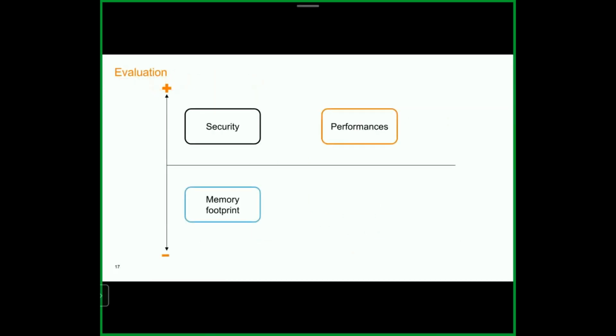And so we did these two steps, and the details are in the paper. Now we want to evaluate the systems according to three characteristics. We want very high security, very high performance, but also very low memory footprint, to be run on unconstrained devices.